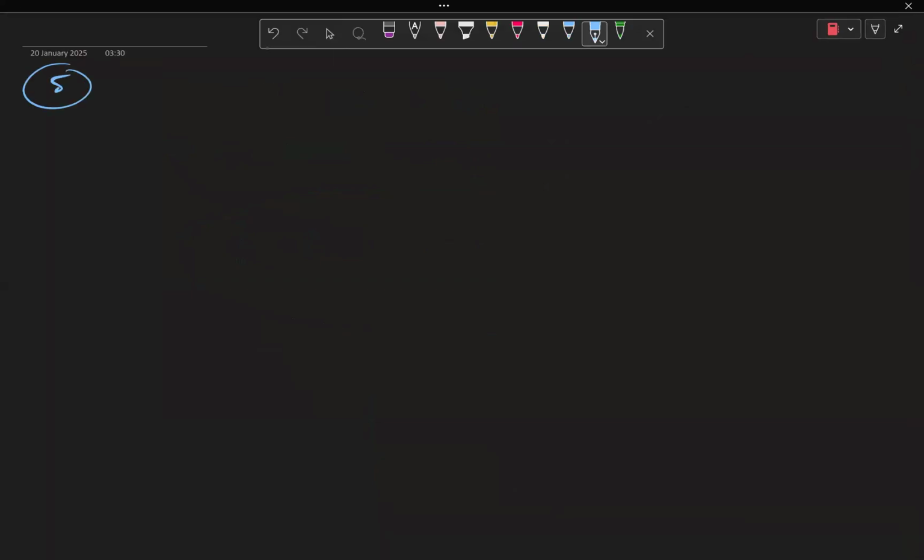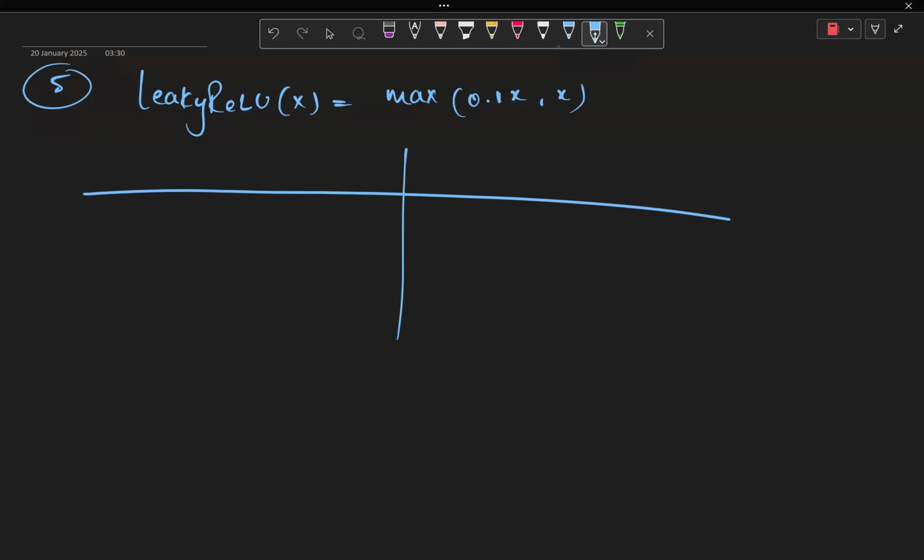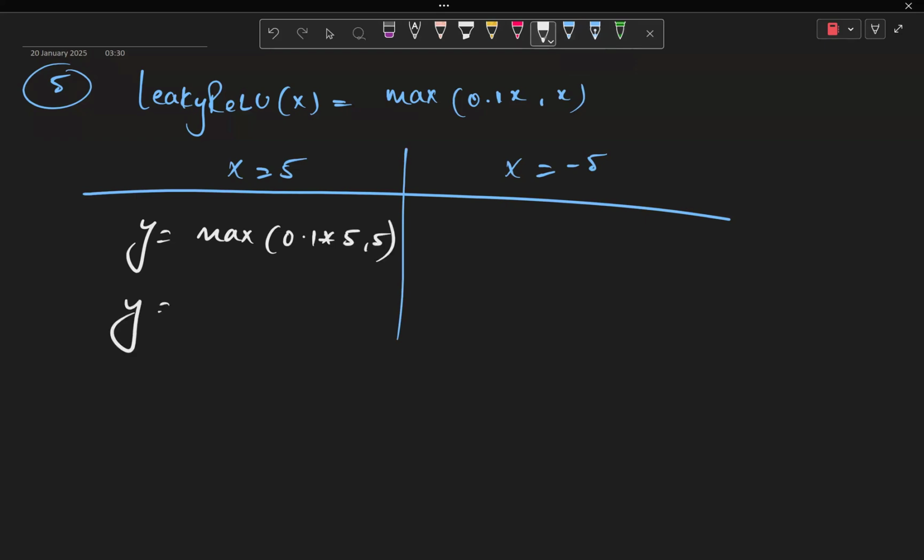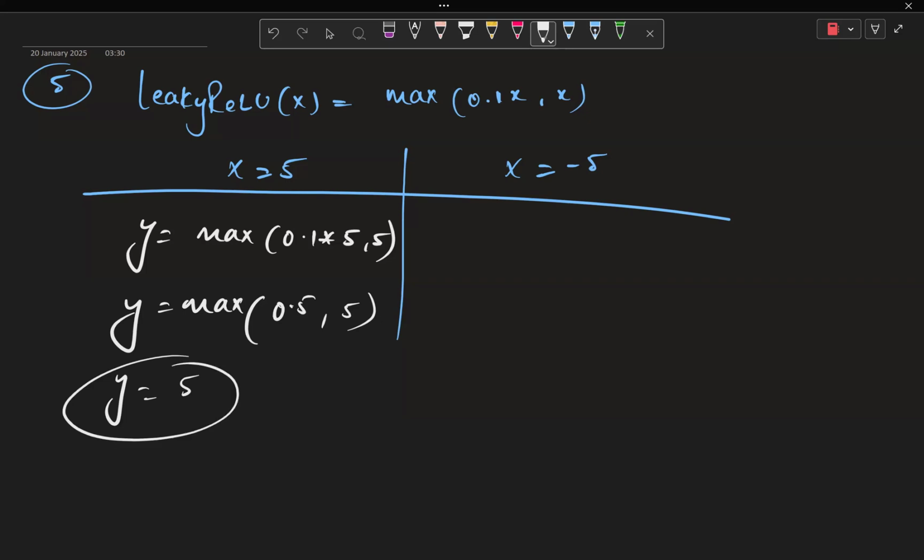The next one we have is the leaky ReLU. It is max of 0.1 times x comma x. This is the formula of the leaky ReLU. Let me discuss the case first. If x equals 5, a positive value, y equals maximum of 0.1 multiplied by 5 comma 5, which is 0.5 comma 5. What is the maximum here? 5.